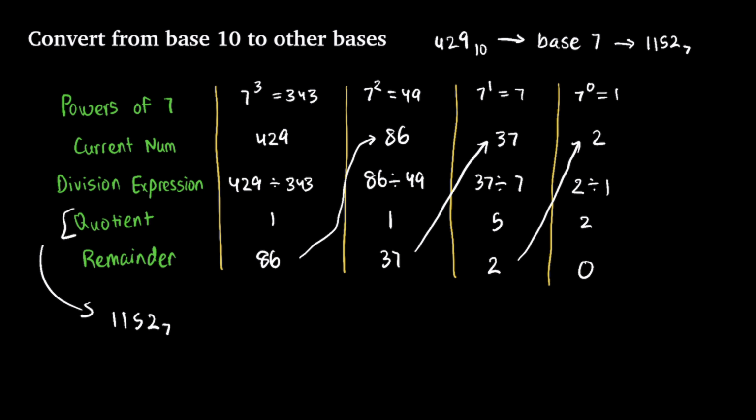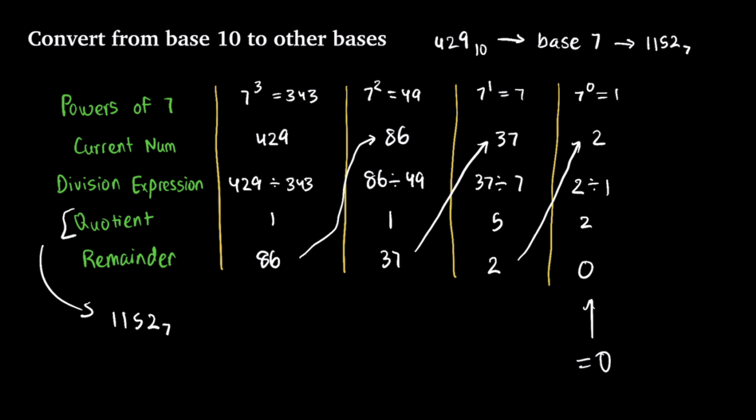Another thing you should notice is that this last remainder is always going to be equal to 0. So when you're doing this, if it's not equal to 0, then that means something went wrong in your calculations. So this process is always going to work, and it even works if you're converting from base 10 to bases that are greater than 10. So for example, if you're converting from base 10 to base 16, you're going to have a few additional digits, which are going to be A, B, C, D, E, and F.